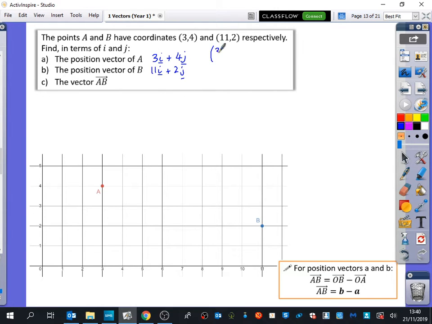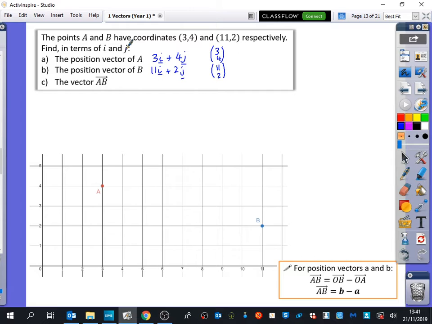Just note that you could have done these as column vectors. We could have written them as (3, 4) and (11, 2). I have a preference for the column vectors because they are easier to calculate with. The reason I did i and j here is because the question was pretty fussy and said we want it in terms of i and j. If it says that, do it in terms of i and j. You can change it at the end.